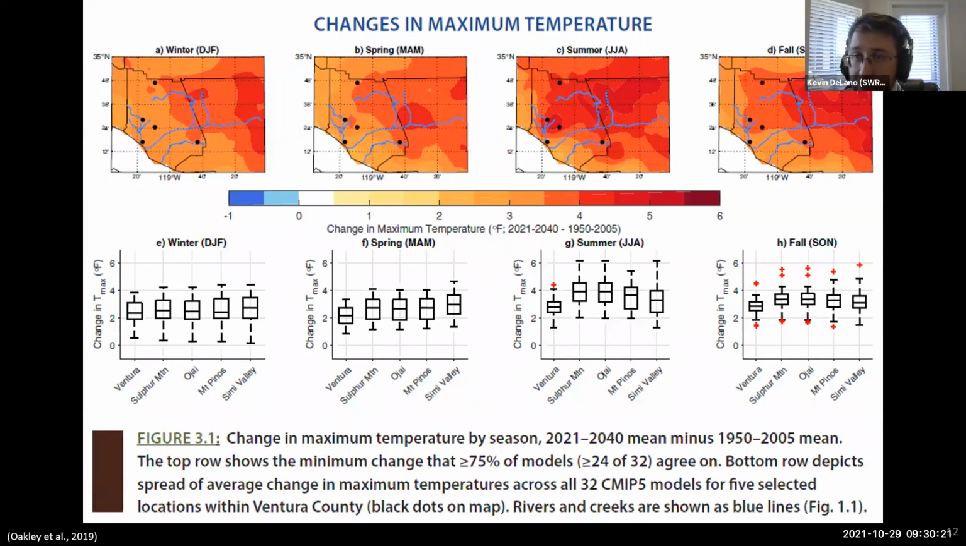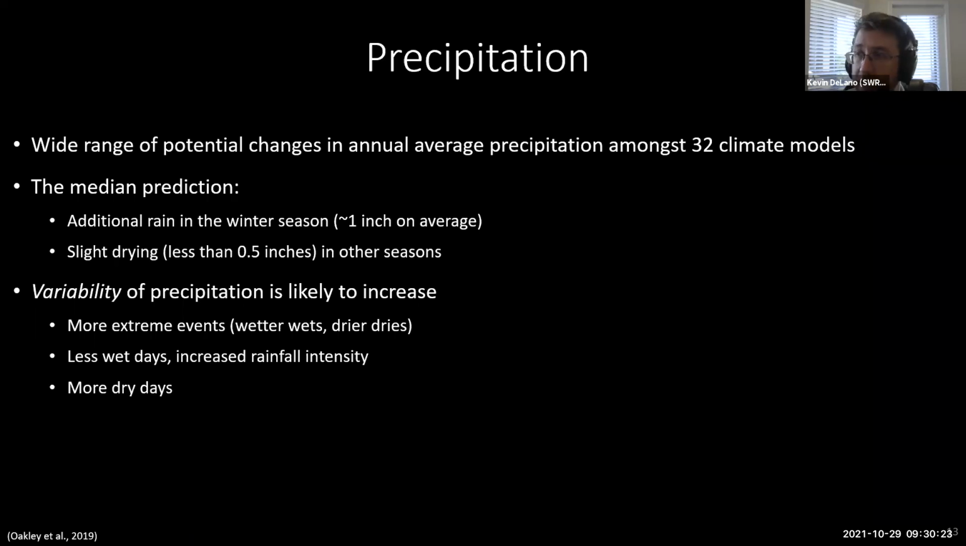Okay, so I'm going to switch from temperature to precipitation. The 32 global climate models predicted a wide range of potential changes in the average annual precipitation that will fall in Ventura County. And the median prediction, so this is different than air temperature. The models all predicted an increase in air temperature, and the difference in results was just how much air temperature will increase. By contrast, with precipitation, some of these models predict more each year, some predict less.